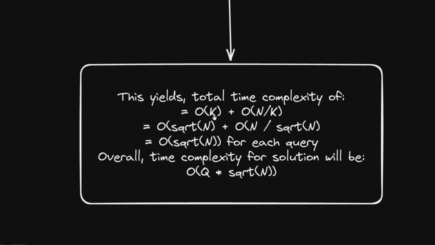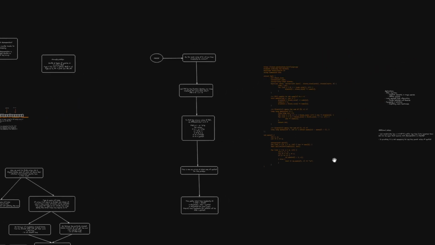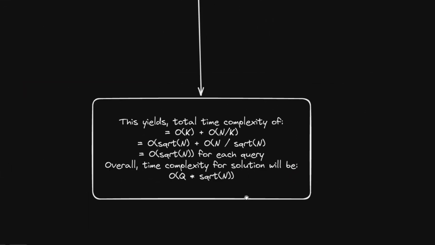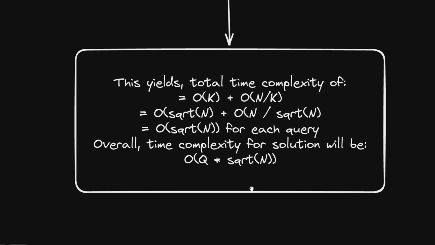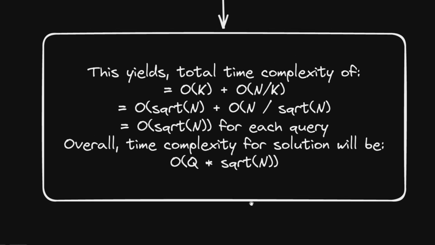If we substitute k equals square root of n, we'll get square root of n plus n over square root of n, and overall it turns out to be order square root of n for each query. So given one query, it will give us the sum in that range in order square root of n time. So the overall time complexity for the solution will be q times square root of n, which is obviously less than q times n, which was the brute force solution that we were initially thinking. So this was the proof, or I might say intuition, for arriving at square root decomposition.